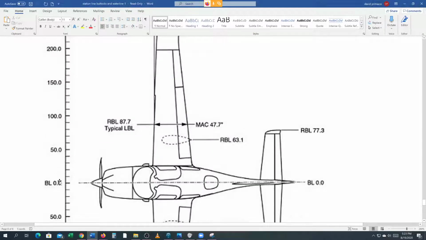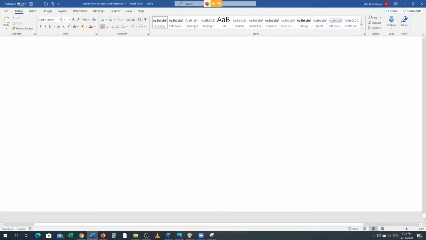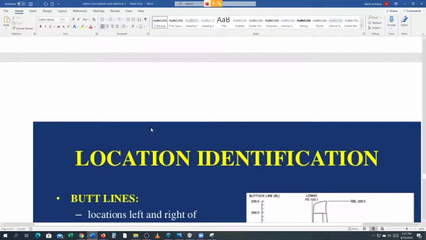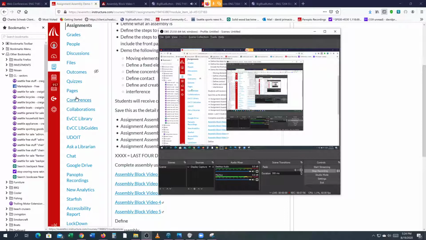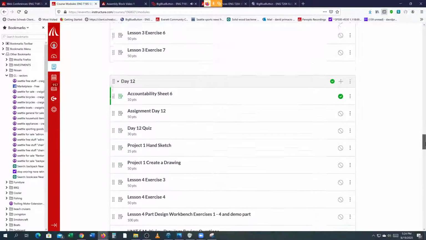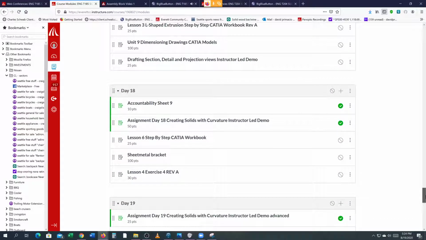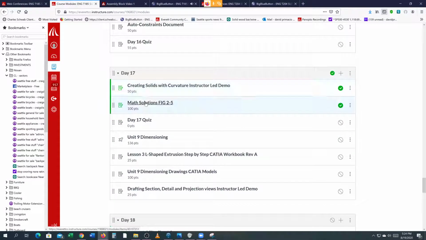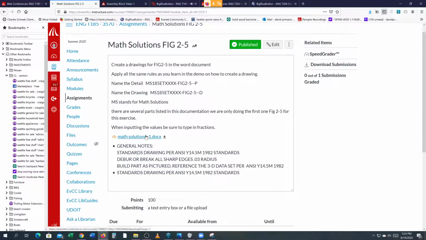So again, from 0 to 50, 0 to 50 the other way is going to be lined up symmetrical with this side of this plane. Alright, hopefully those illustrations help you get clarification on station line, buttock line, and water lines. So, if we were to build something in a coordinate system, for example, under modules, math solution figure 2-5 has us building a part. Let me pull up this document here.